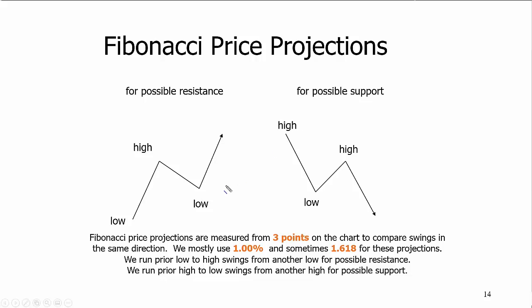So what I'm doing here is we're comparing swings in the same direction. You can measure a low to a high and then project from another low for possible resistance. Or you can project a high to a low and then project from another high for possible support. Now, we always use 100%, and that's also where symmetry comes in. I'll explain that a little bit later. And then sometimes 1618. I won't use that quite as often, but there are times when it goes beyond the 100%, and it's worth checking out the 1618 projection also for support or resistance.